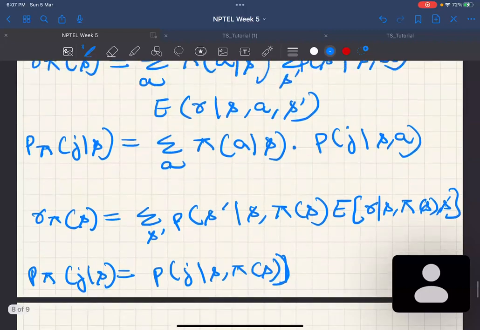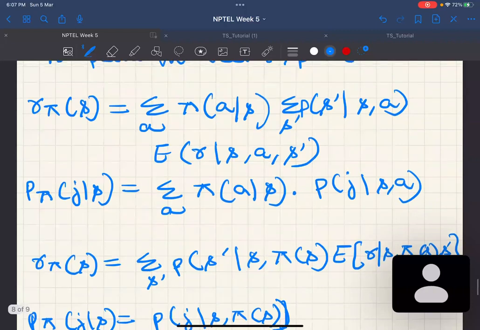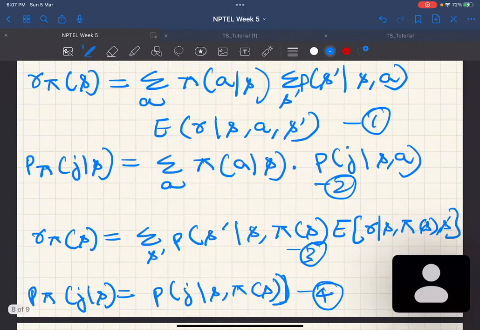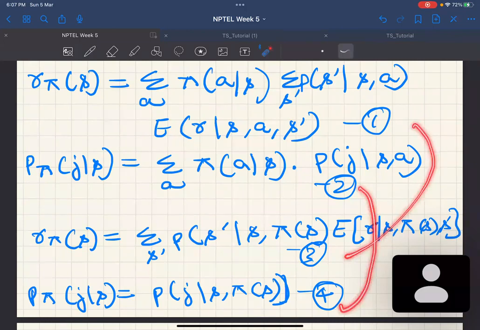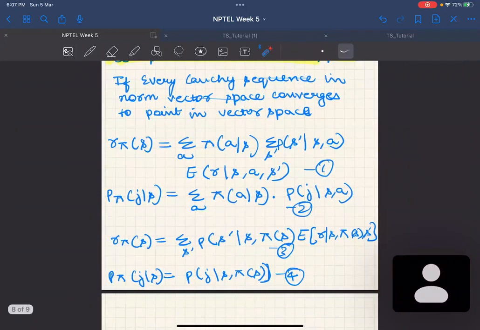Suppose this is the first equation, this equation is the second, this is the third, and this is the fourth. I have modified the first equation to the third one and modified the second to the fourth one. Can you tell me what I have done, what is the difference, and what I'm assuming? What can be the assumption?